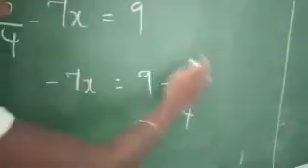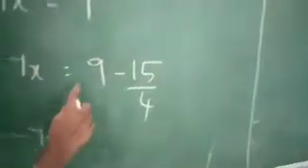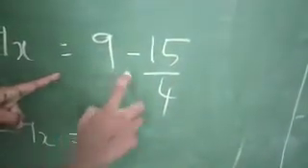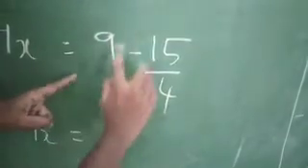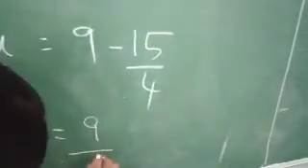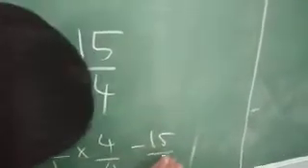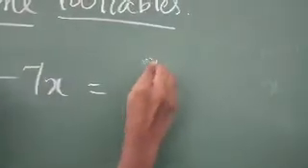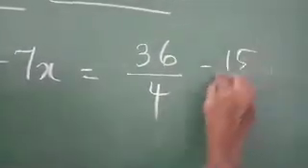Now you first solve the RHS side and then come to the LHS part. Here you have to take the LCM. Here there is no denominator, so you have to consider it as 1. Because 9 by 1 is 9, the LCM is 4. So multiply this 9 by 4. So 9 by 1 into 4 by 4 minus 15 by 4. Here, minus 7x is equal to, see, 9 4s are how much? 36 by 4 minus 15 by 4.